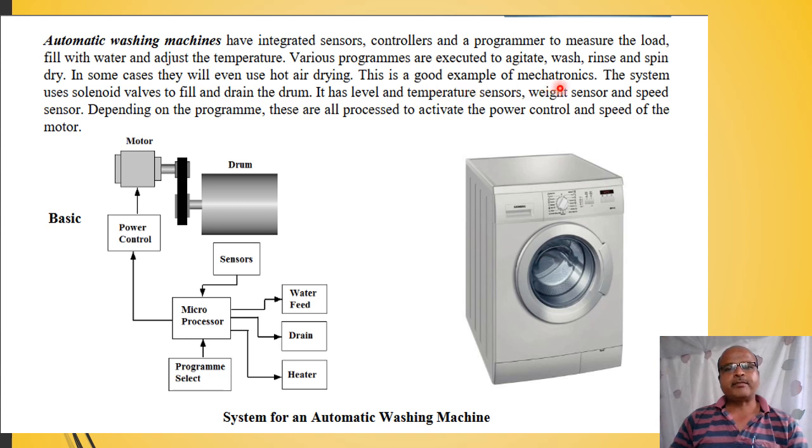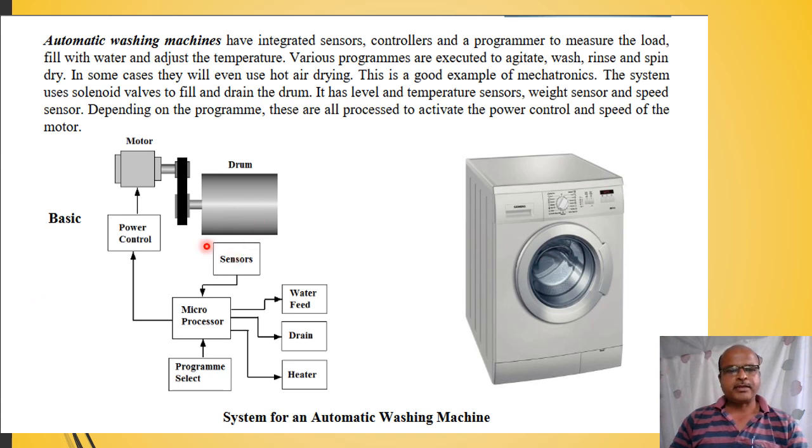This is a good example of mechatronics. The system uses solenoid valves to fill and drain the drum. It has level and temperature sensors, weight sensors, and speed sensors depending on the program. These are all processed to activate the power control and speed of the motor.